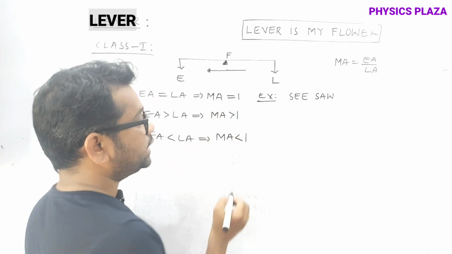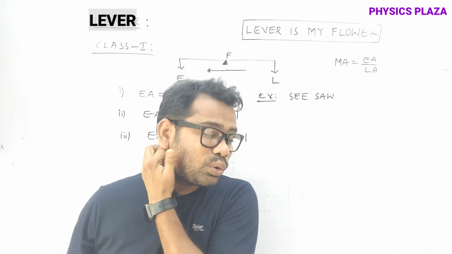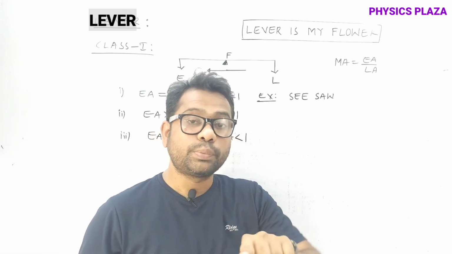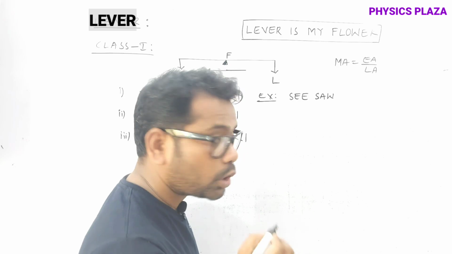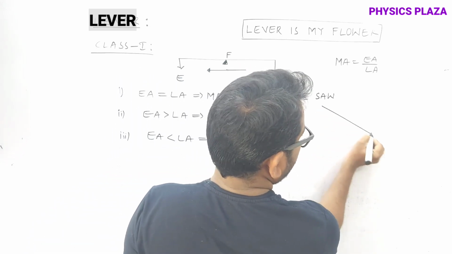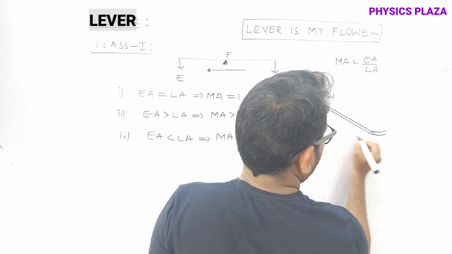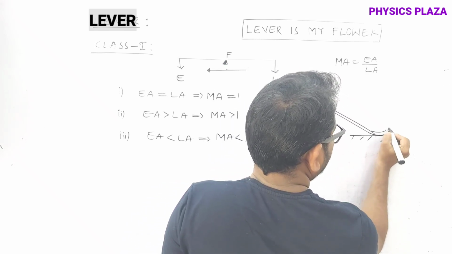If mechanical advantage is greater than 1, children, what is the best example to say for class 1 levers whose mechanical advantage is greater than 1? Here we can say it's a crowbar, children. So how will the crowbar be? It will be like this. It is not a hockey stick, okay? It will be a little bit like this.